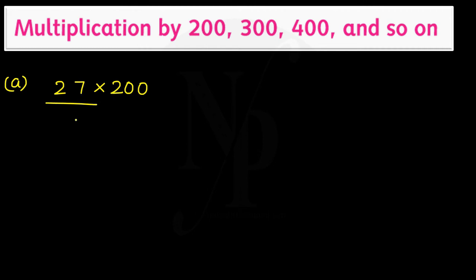2 7s are 14, I write 4, 1 is carried forward, 2 2s are 4, 4 plus 1 is 5, we get 54 on multiplying 27 by 2, and these 2 zeros should be written to the right of this answer. That is, we write 2 zeros here. Now the product of 27 and 200 becomes 5400.